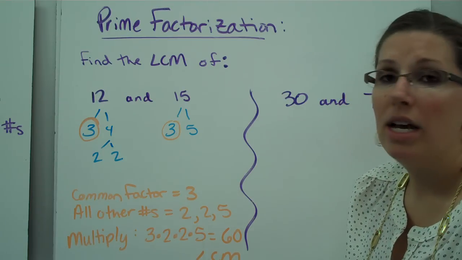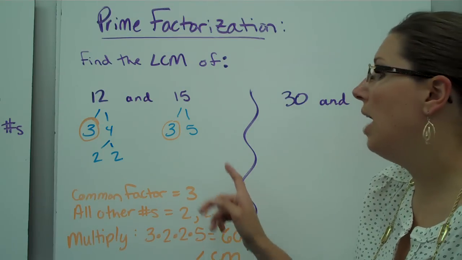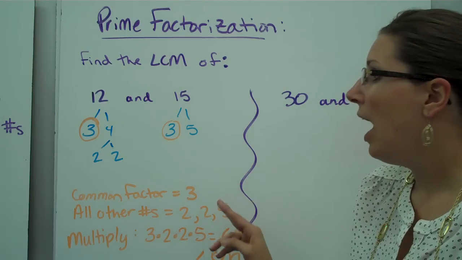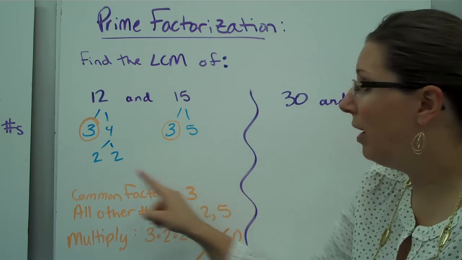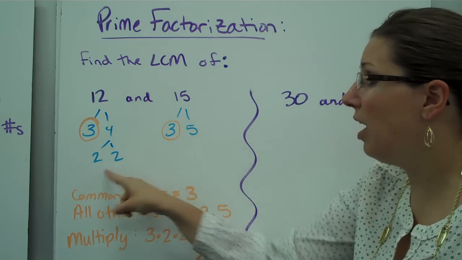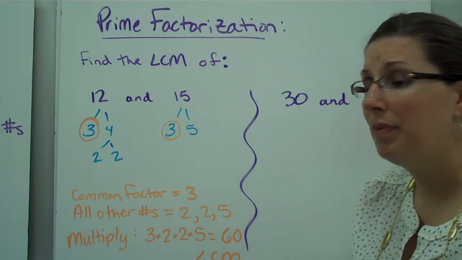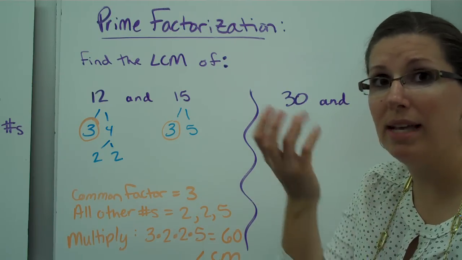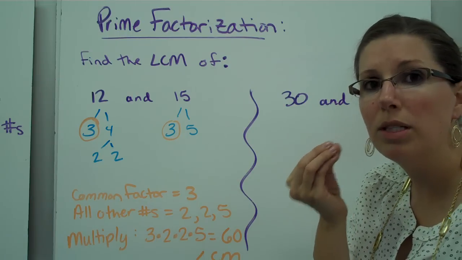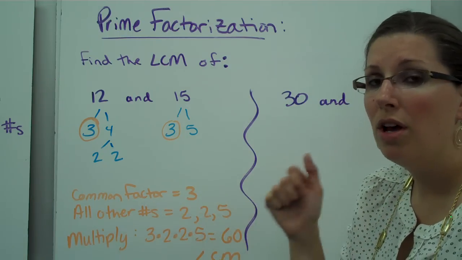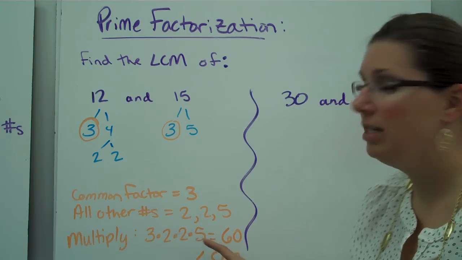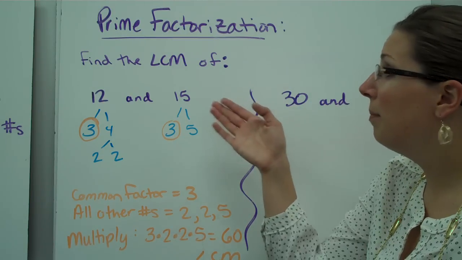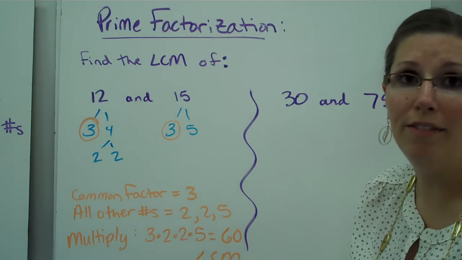And what I'm doing here is different than the GCF. I'm circling my common factors, in this case 3, and I'm going to multiply that number by all the other factors in my problem. So I'm using 3 only one time, because that's what they had in common. Then I'm going to multiply 3 times the remaining numbers. So 3 times 2 times 2 times 5 is 60. 60 is my LCM between the numbers 12 and 15.